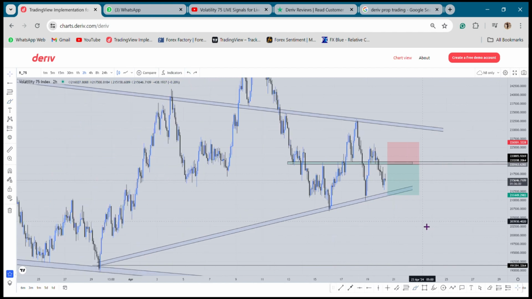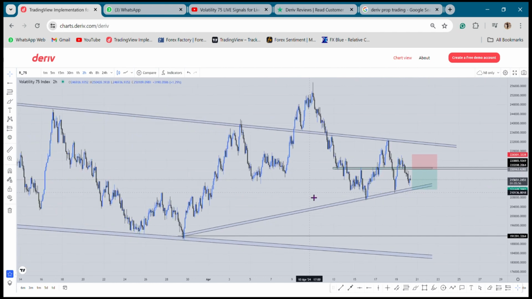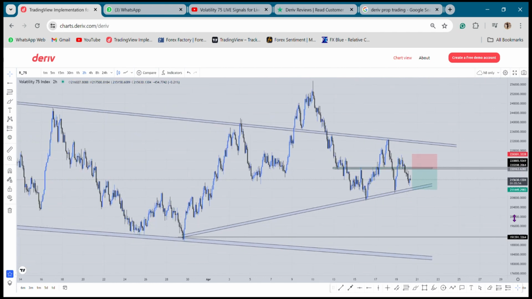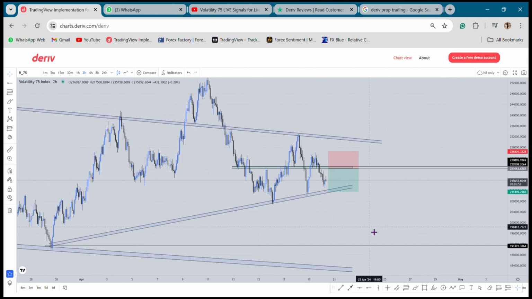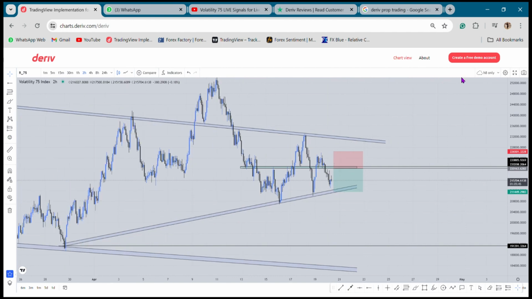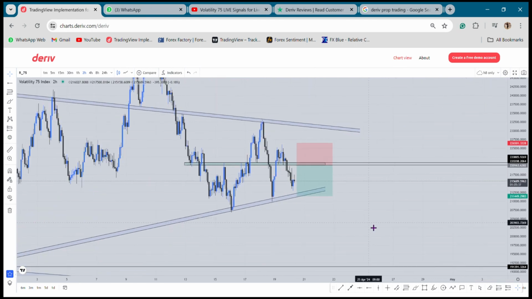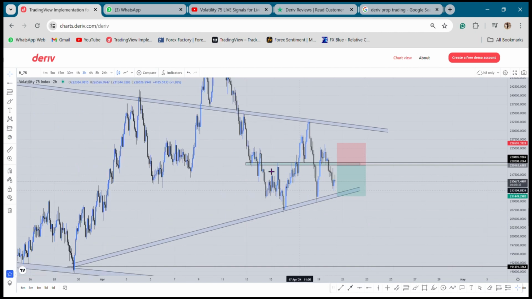Yeah, so that is all for now on the volatility 75. Our charts are as clean as we may want them to be. Yeah, and you can see that everything is in well anticipation. Having said that, next video we will look at volatility 25, because I only trade the two, volatility 25 and volatility 75. Yeah, so that is all for now.